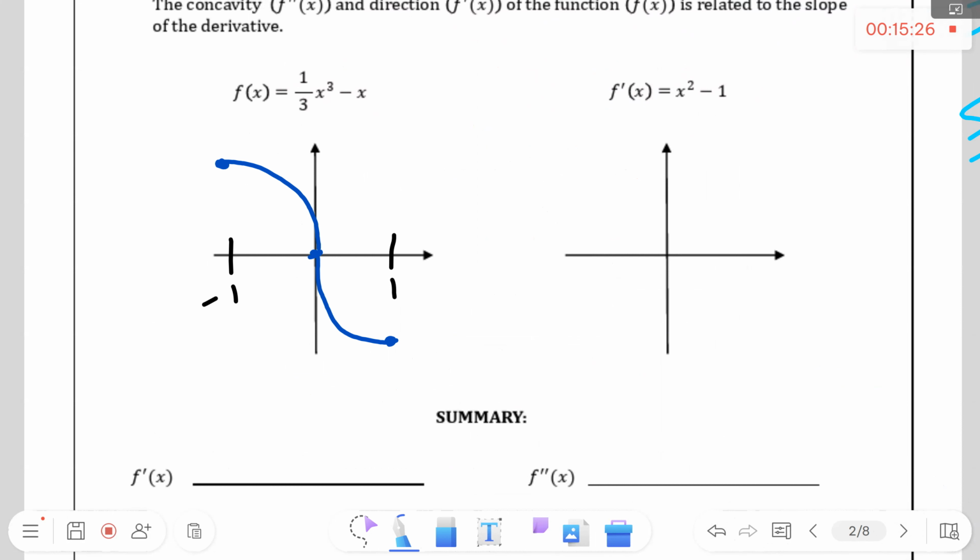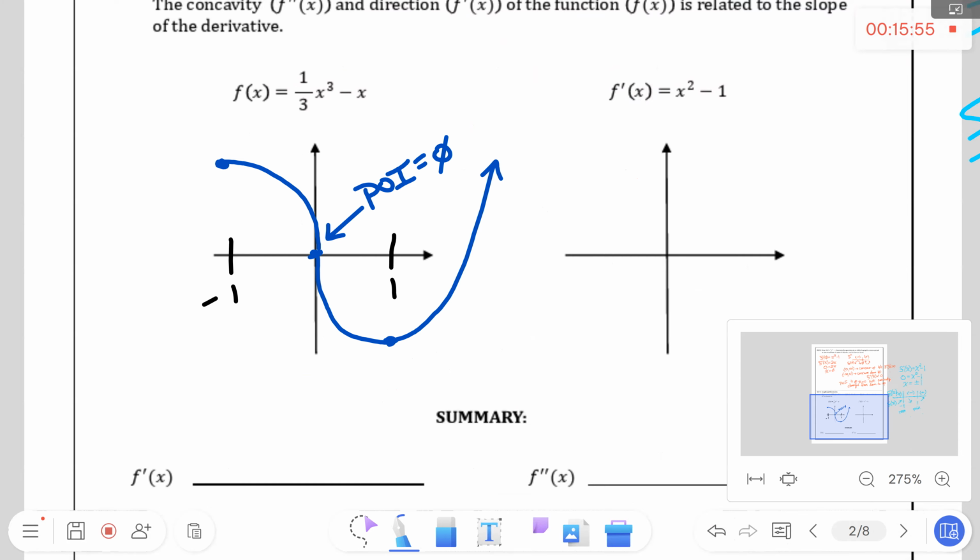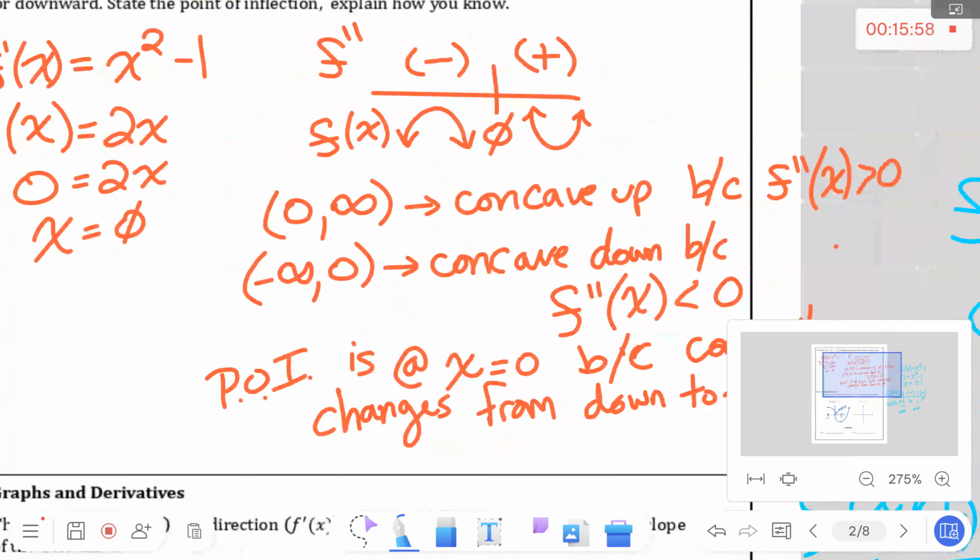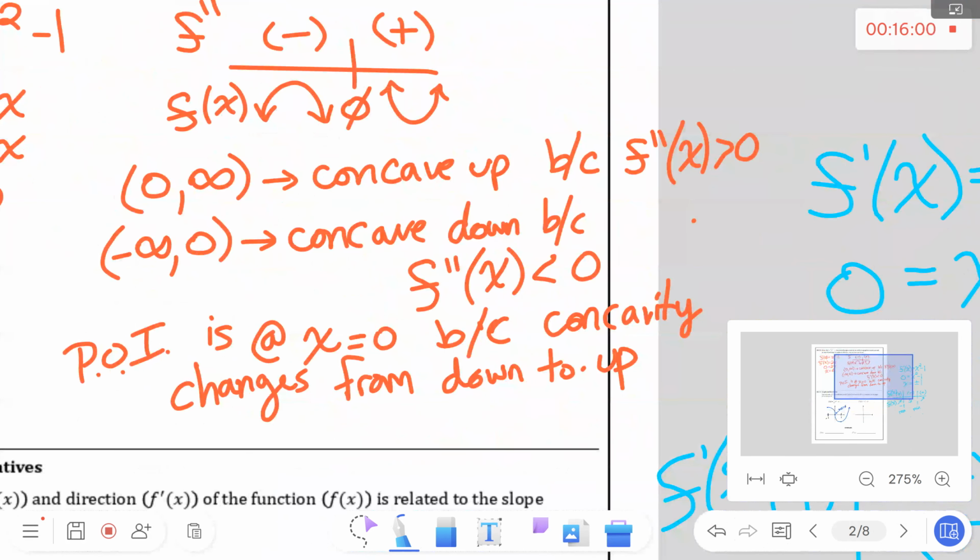What's it going to do after 1, though? It's going to keep going up? Brady? I agree with you. How do you know it goes below the x-axis? Because we have a point of inflection at 0. And how did we figure that out? That was our second derivative. That was right here.